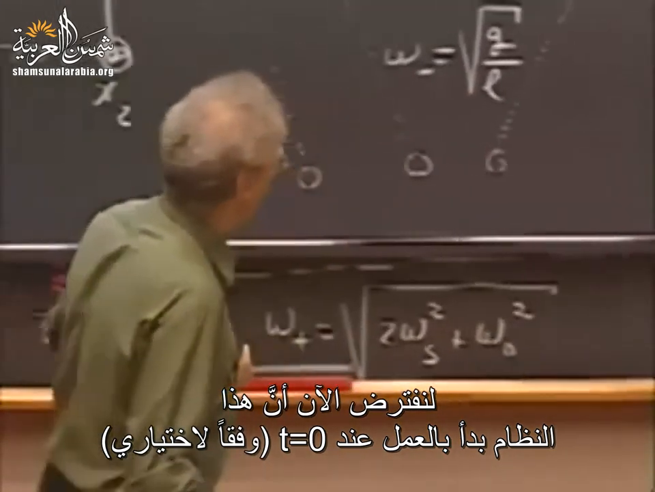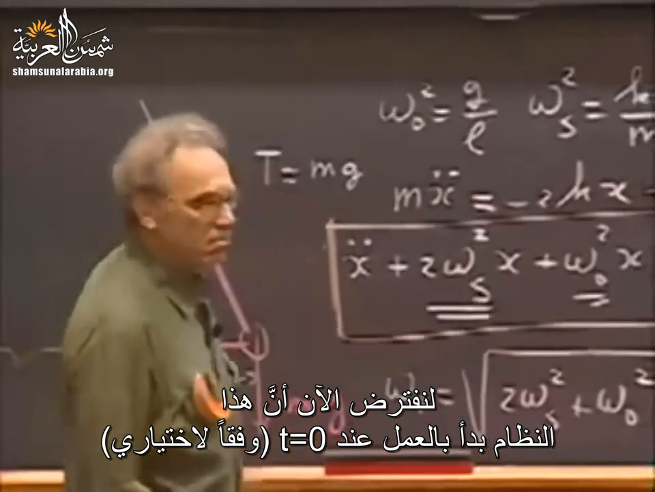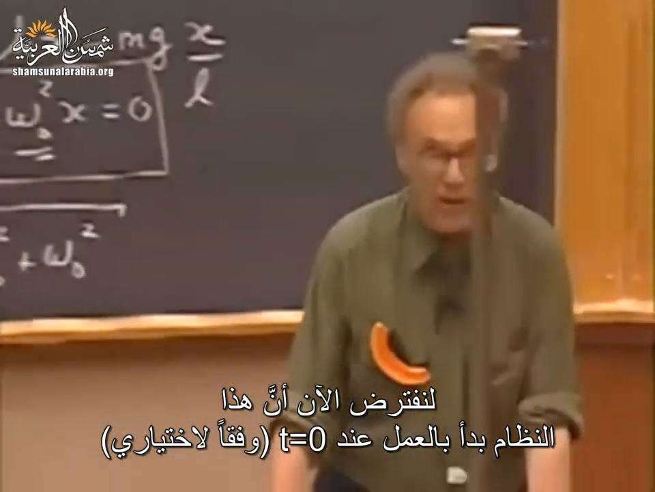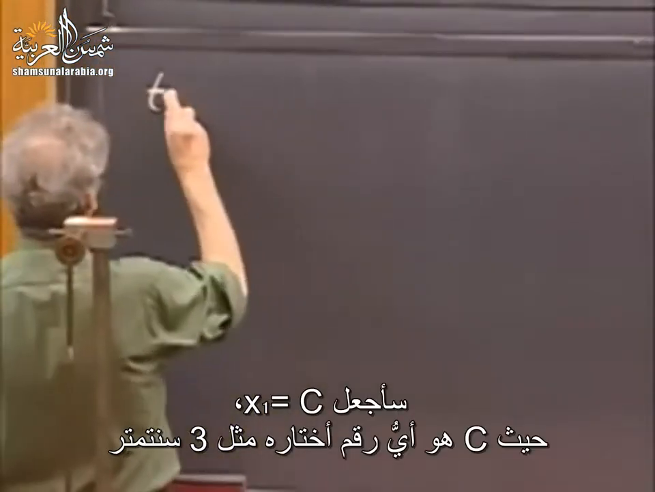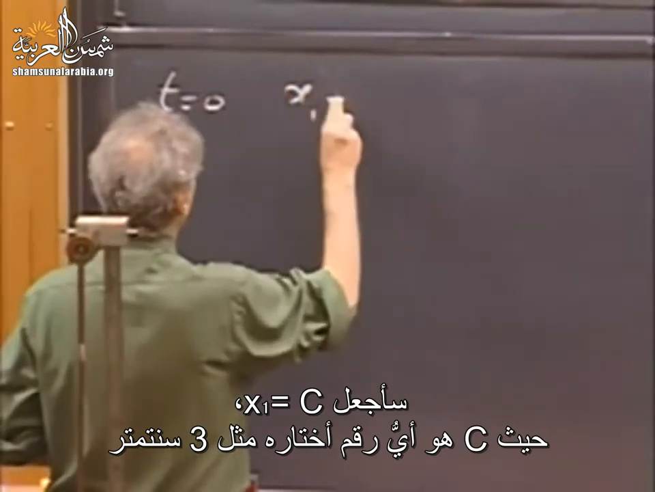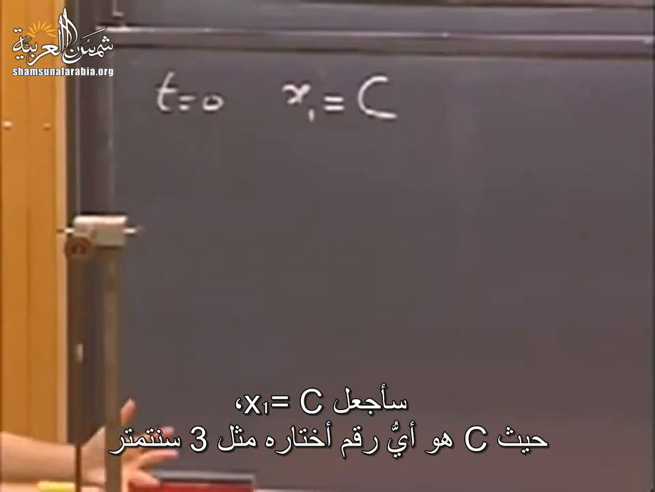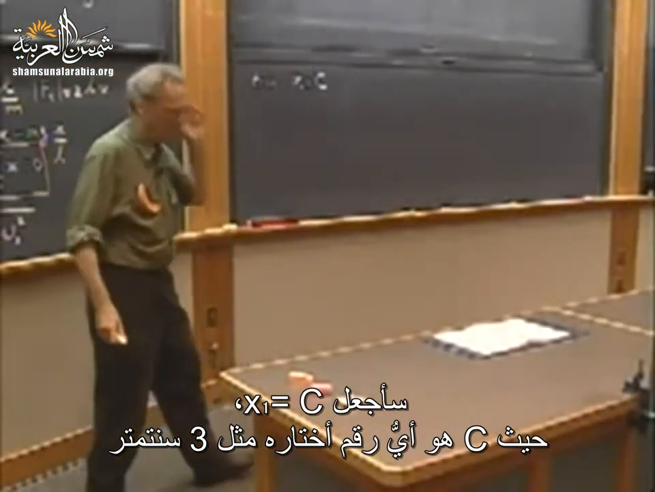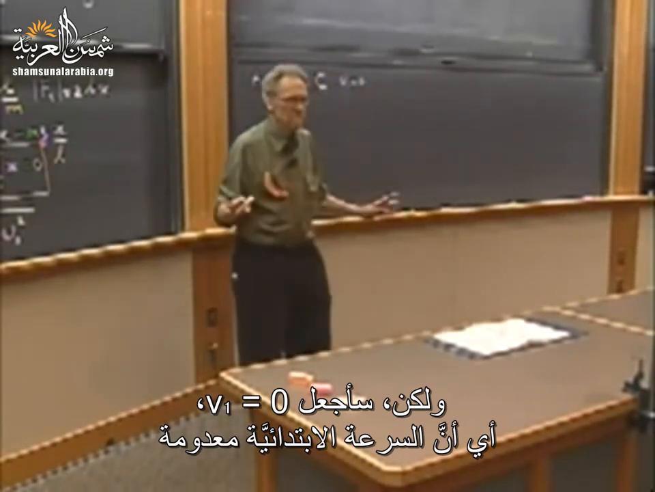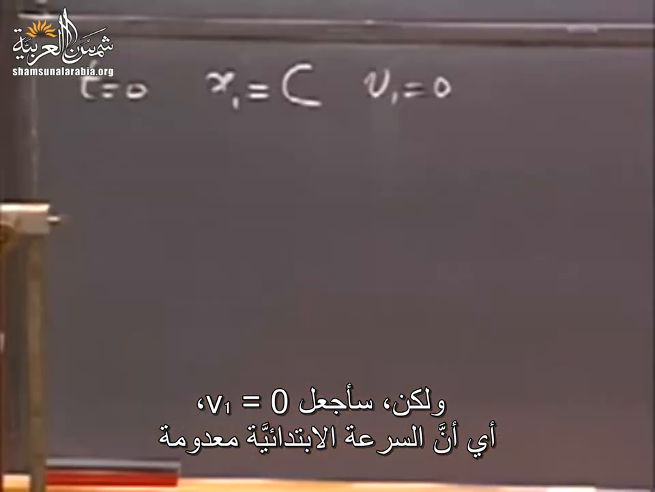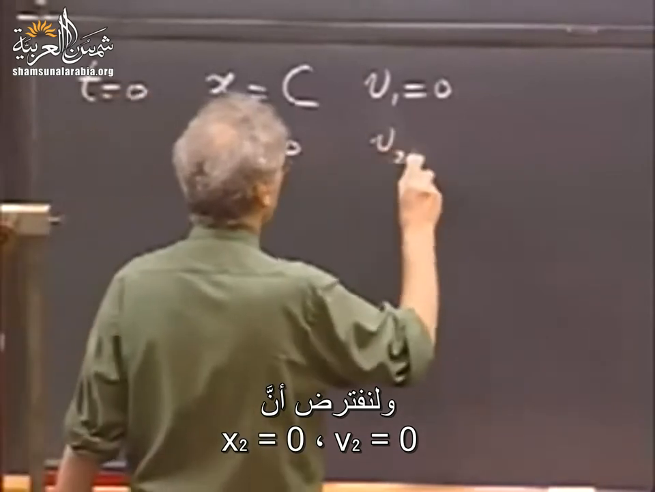Suppose now I start this system off in some way at time t equals 0, which I can choose, and I choose the following. At t equals 0, I make x1 equal to c, just some number c that we can choose, 3 centimeters, whatever you want to choose. But I make v1 0. So as I release it, no speed. And suppose I make x2 0, and I make v2 0.